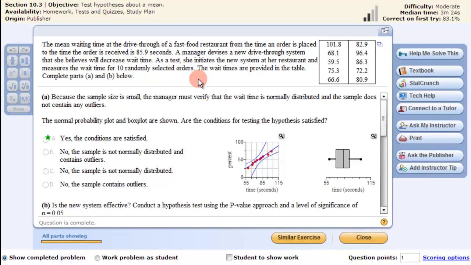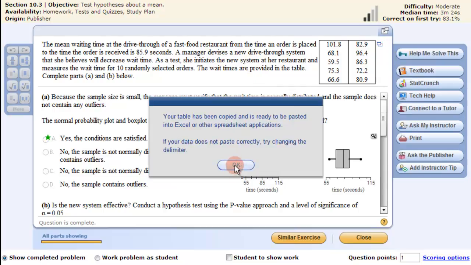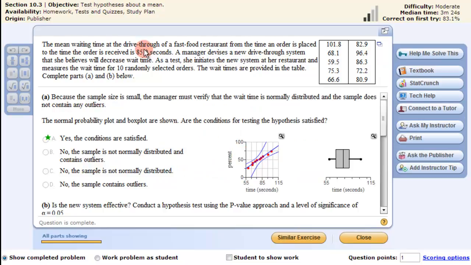In this hypothesis test question, we're going to look at some given data, and then use the p-value approach. So here's the data. Let's copy that data so I can get it into my Excel document. Basically it says the mean waiting time of a drive-through fast food restaurant from the time an order is placed to the time the order is received is 85.9 seconds. A manager devises a new drive-through system that she believes will decrease the wait time. As a test, she initiates the new system at a restaurant and measures the wait time for 10 randomly selected orders. The wait times are provided in the table. Complete parts A and B below.